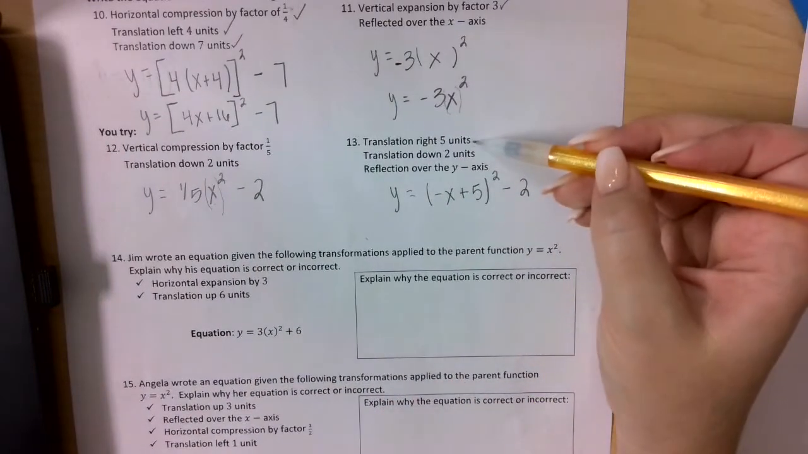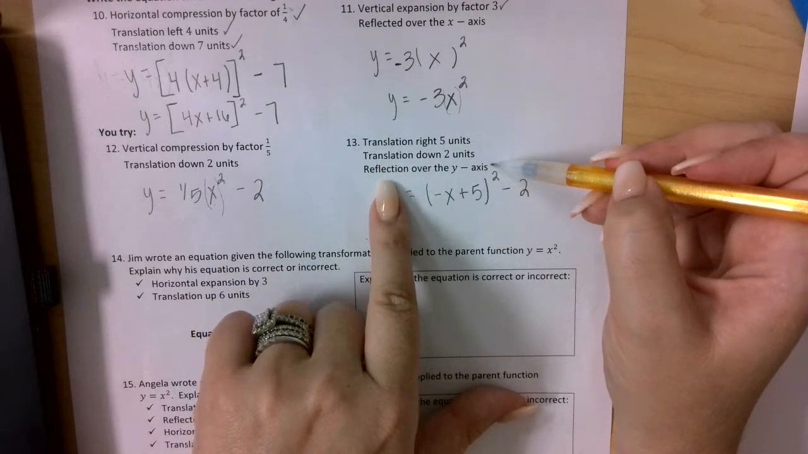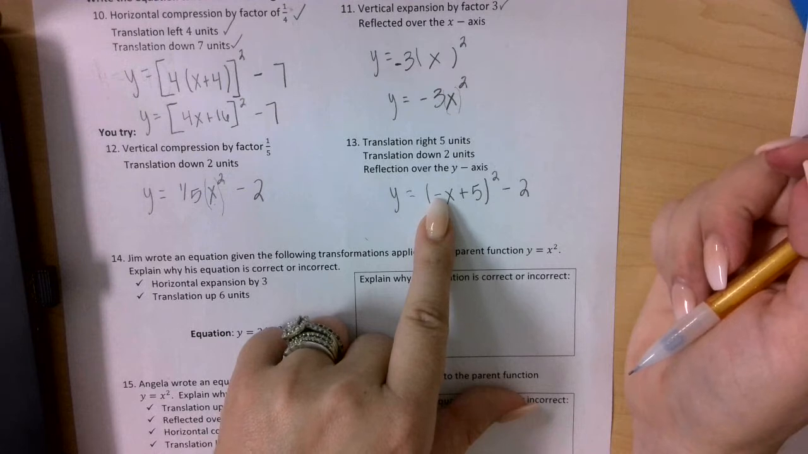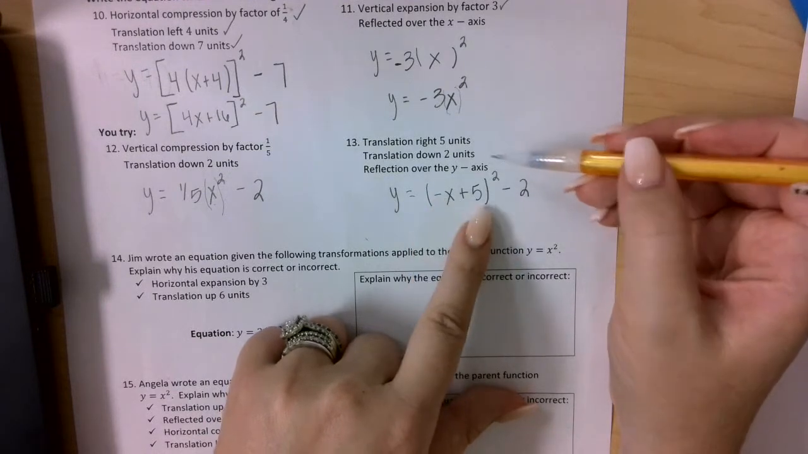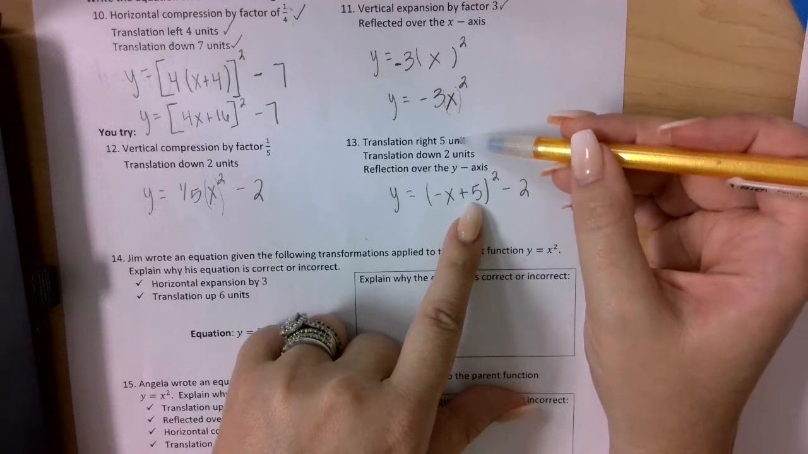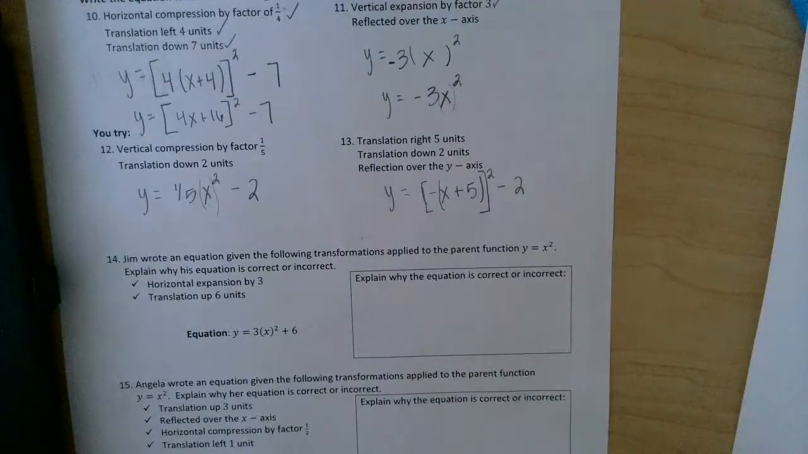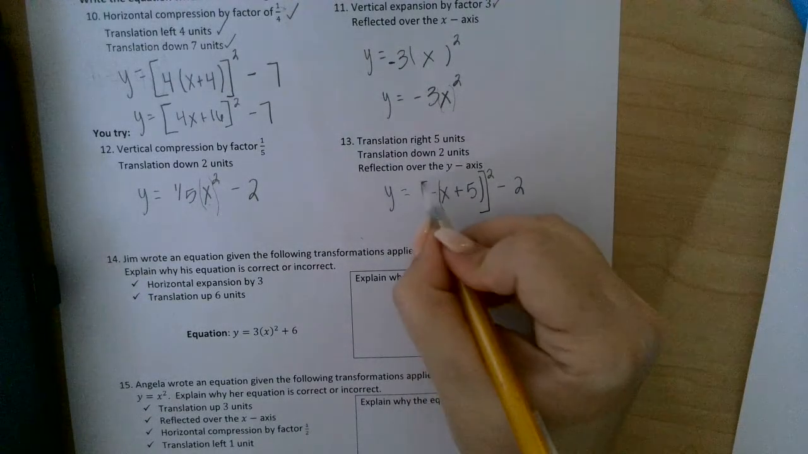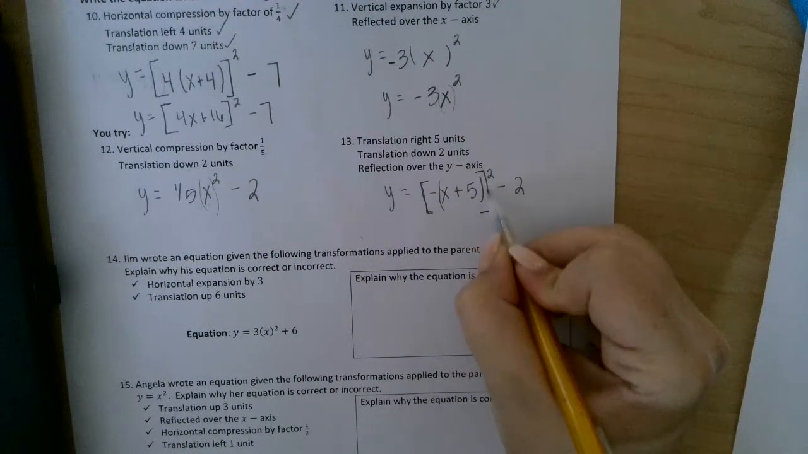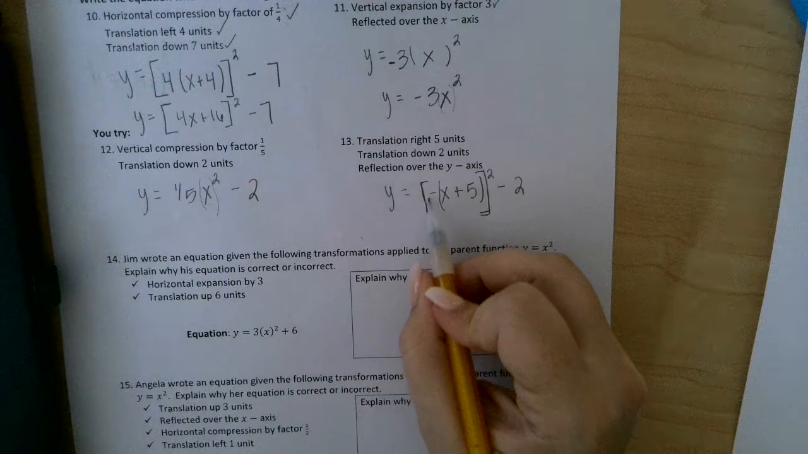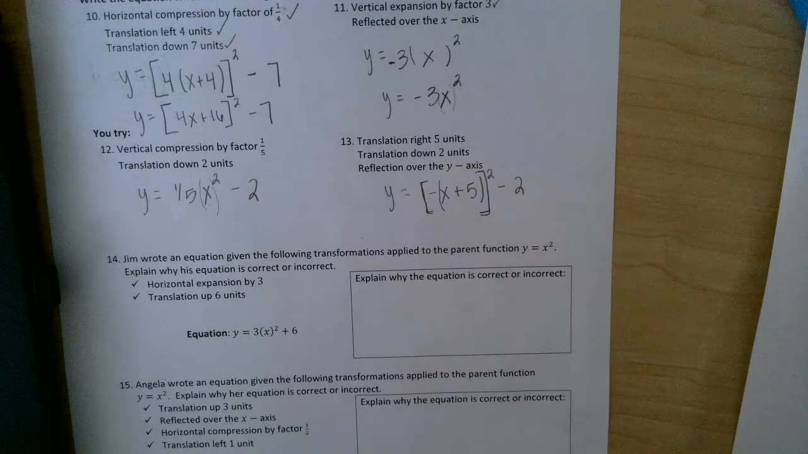Here we have a translation right 5 units, down 2, and then a reflection over the y. So again, a reflection over the y is going to be inside your parentheses. And then you're going to have your right 5, and then you're going to go down 2. Okay, I am going to have you add in your brackets because we're talking about an inside reflection, so I want that to show that that's inside, and then we have our +5 movement.